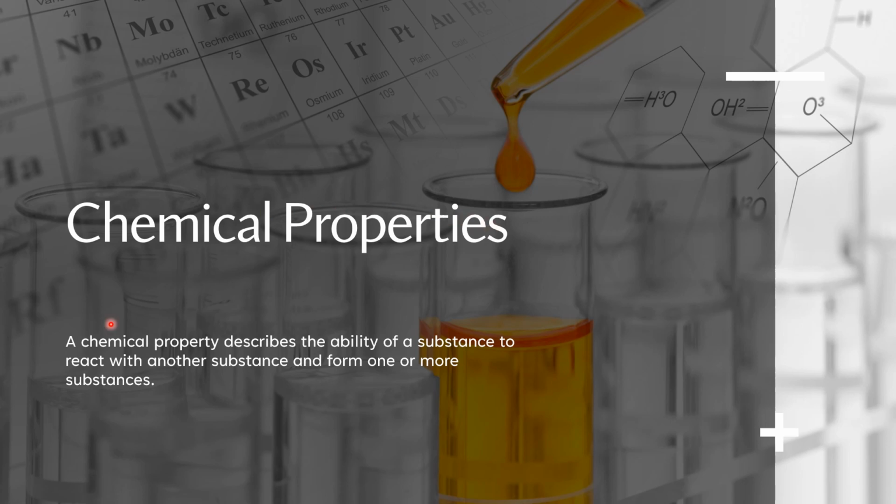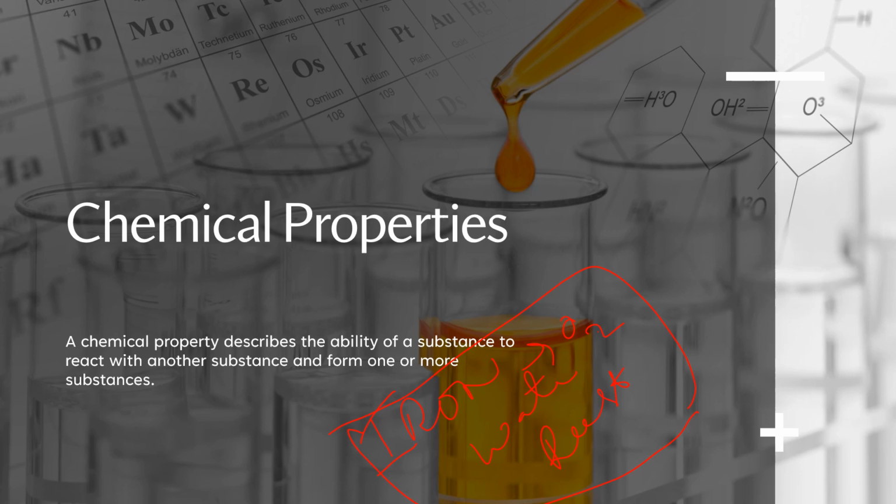A chemical property describes the ability of a substance to react with another substance and form one or more new substances. During a chemical reaction, the identity of that substance changes. For example, when iron reacts with oxygen in the presence of water, it forms rust. This is a chemical property of iron.